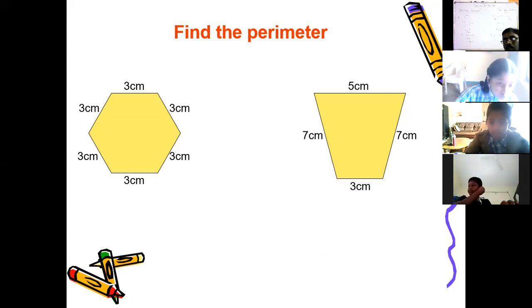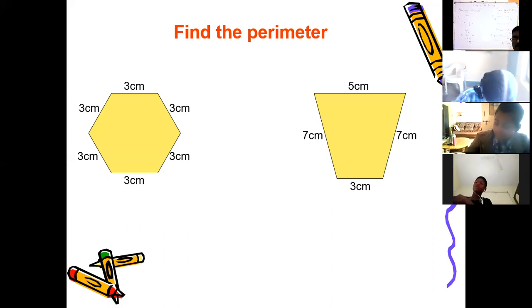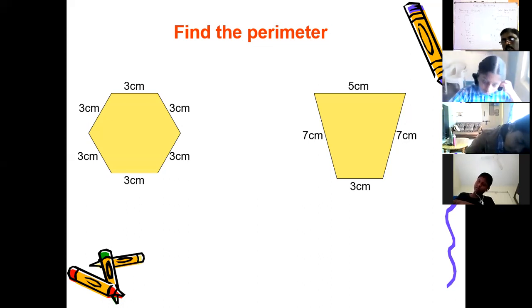Dhanush, stop playing. What are you doing there? Why are you playing in the class? You are supposed to do the problems. How can you play in the math class when math class is going on? You will be removed from the class. Okay, get out of the class.